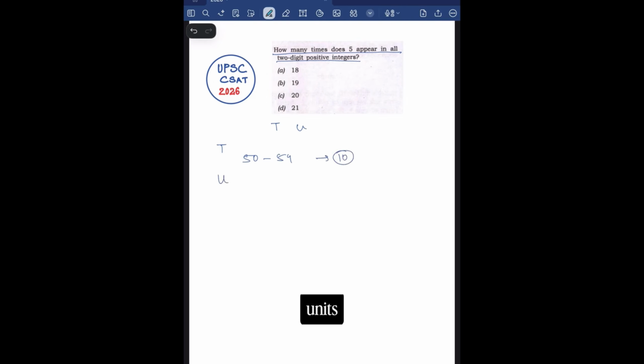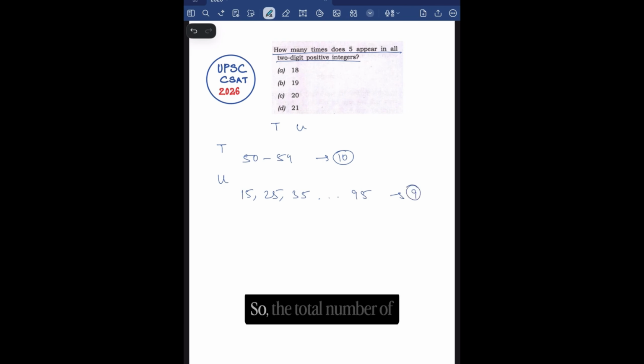Now we'll count the units place. In the units place, 5 appears in 15, 25, 35 and so on till 95. So this gives us 9 occurrences. So the total number of occurrences is 10 plus 9, which is 19. Hence the correct answer is option B. Note that 55 is counted once while counting the tens place and once while counting the units place. So the double counting is avoided.